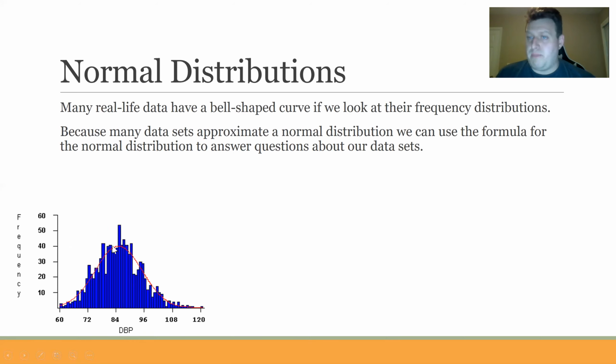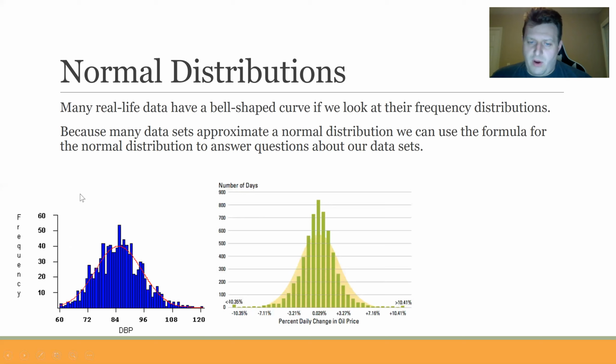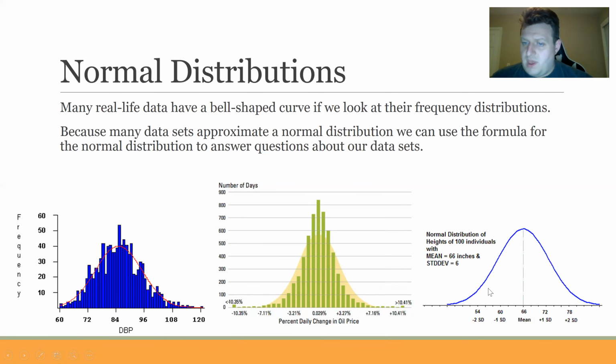What do I mean by bell-shaped? The majority of scores are around the middle, and as we get further away from the middle of the distribution, there are fewer and fewer scores. So we have this lovely bell shape here, looking at the frequency distribution of blood pressure. Here, we're looking at the change per day in the price of oil, and again, the distribution is largely normal. Here we have height in inches, and height is normally distributed.